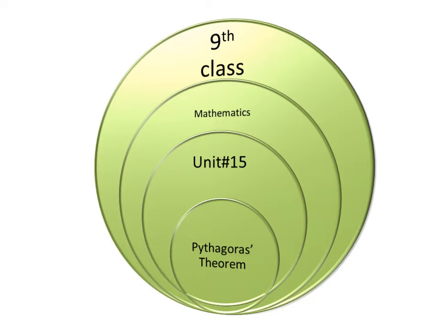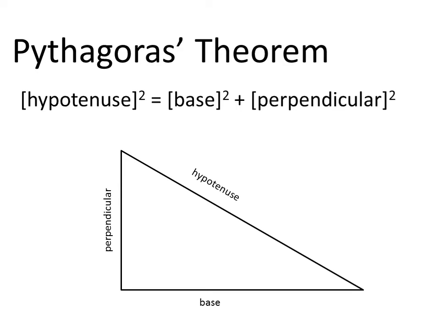It's time to learn mathematics, in which we have started unit number 15, and this unit is Pythagoras theorem. In the previous lecture we studied the Pythagoras theorem, which states that in a right angle triangle the square of the length of the hypotenuse is equal to the sum of the squares of the lengths of the other two sides. The other two sides are base and perpendicular. We can also write it as hypotenuse square equal to base square plus perpendicular square.